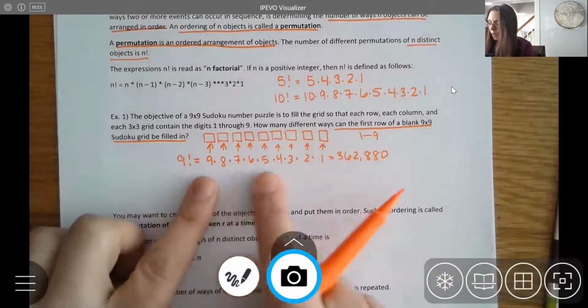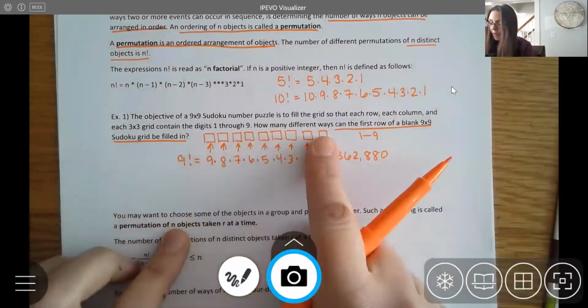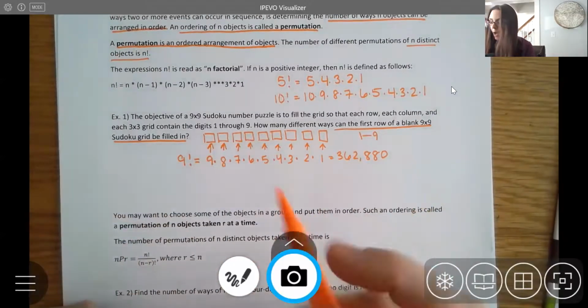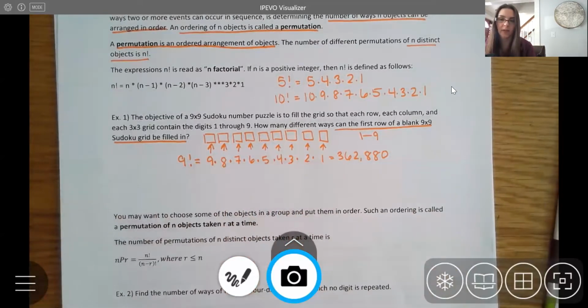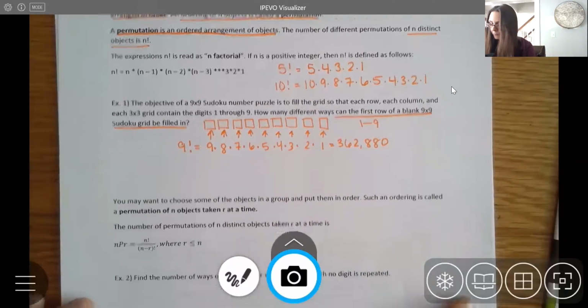So we are including the order here, right? So order does matter, which is important to note here. So the combination 9, 8, 7, 6, 5, 4, 3, 2, 1 is different than 1, 2, 3, 4, 5, 6, 7, 8, 9. So we are allowing for the fact that order is important in making distinct permutations.